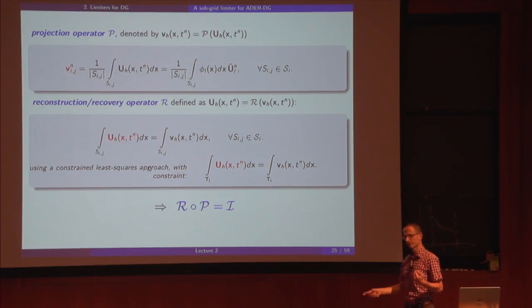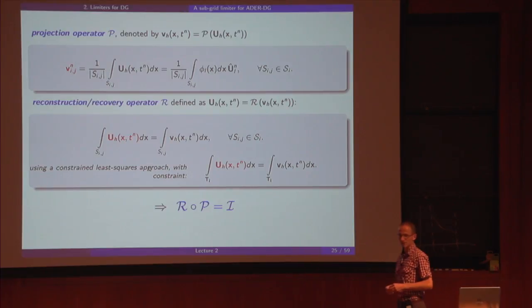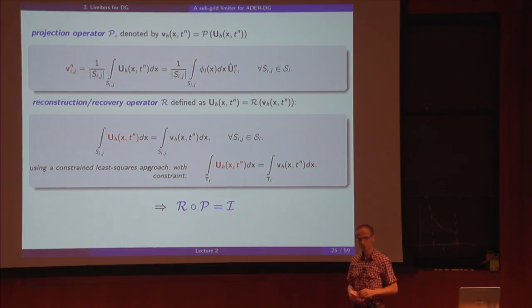And then I need also a reconstruction operator, because I will do something on the subgrid with these cell averages, but then I want to recover the discontinuous Galerkin polynomial on the main grid. So I need a reconstruction operator which recovers U, the DG polynomial, on the main grid from the cell averages on the subgrid. And this will be imposed by this integral conservation. When you integrate the discontinuous Galerkin polynomial that you don't know yet over each of the subcells, you recover the cell average, which you know. This is an overdetermined system, so you need a least squares approach, with a constraint that on the larger, starting cell, the integral of the discontinuous Galerkin polynomial is just the summation of cell averages.